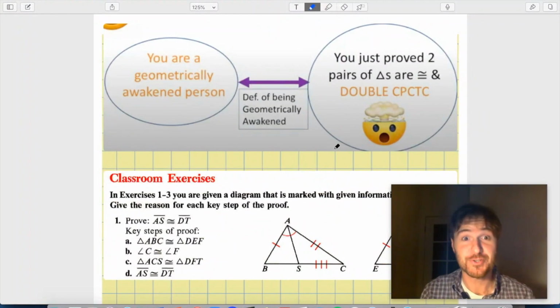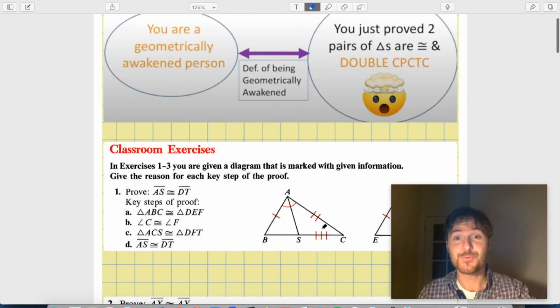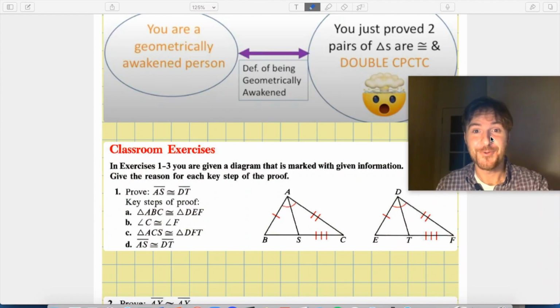You are going to be a geometrically awakened person by the end of the section. Trust me there. So we're going to prove not just one, but two triangles are congruent in all these problems here.